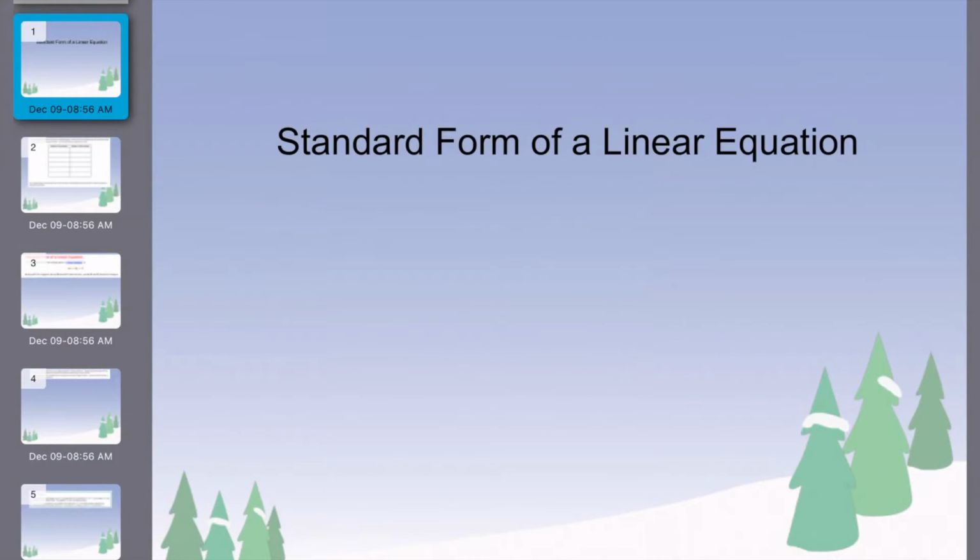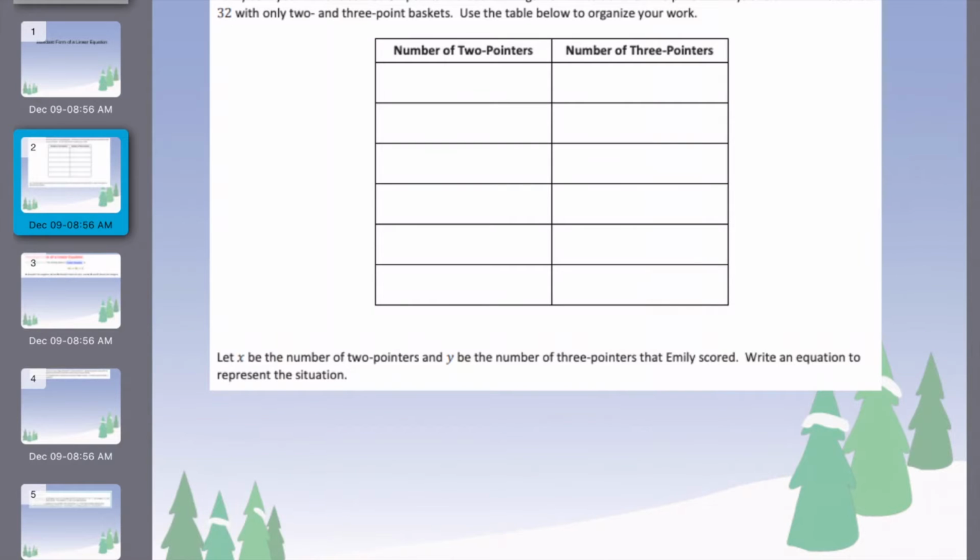Okay, eighth grade, let's talk about standard form of a linear equation. But let's think about it in an easy kind of problem that we all can relate to. So, Emily tells you that she scored 32 points in a basketball game. Nothing too outrageous, pretty good game for somebody. Write down all possible ways that she could have scored 32 points with only 2 and 3-point baskets, no free throws. Use the table below to organize your work.